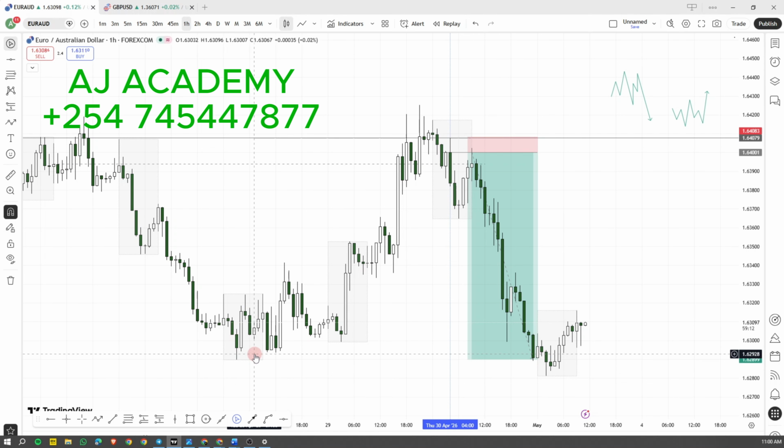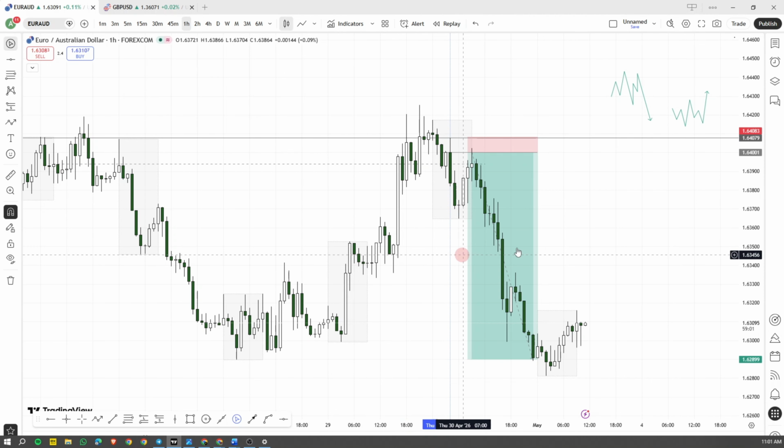AJ Academy, let me show you how to get such A+ setups in this financial market. So this is Euro AUD. We are going to start from a higher time frame to identify the direction, and then I'll show you the entry model to get such kind of trades.